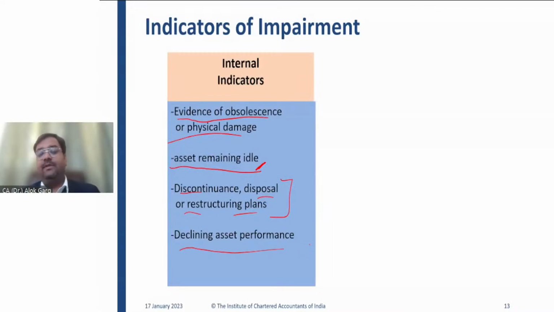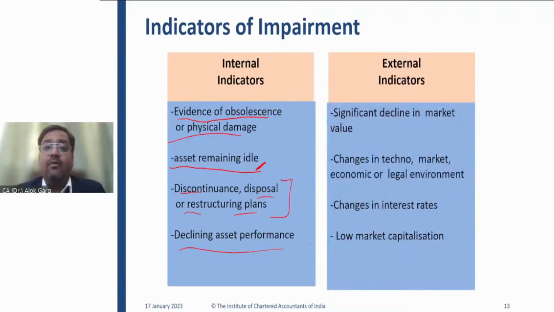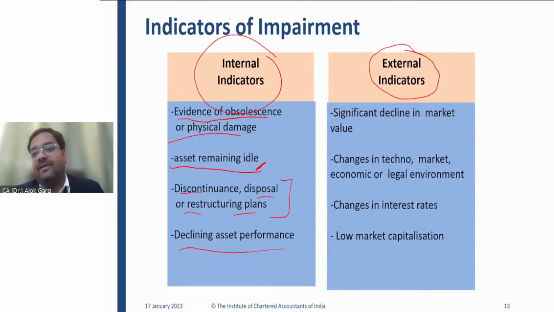Declining asset performance. The asset performance is regularly declining, right? Earlier, the machine was producing 10,000 units per day. Now the machine has started producing 8,000 units, now 5,000 units. So there is a declining asset performance, which is again an indicator which calls for impairment, right? Is it clear? Now, we discussed the internal indicators. Now we are discussing the external indicators.